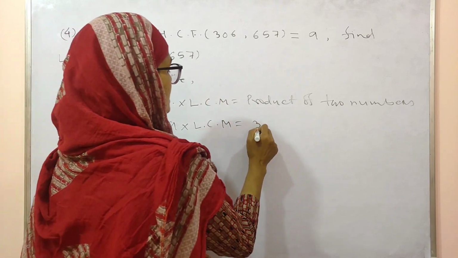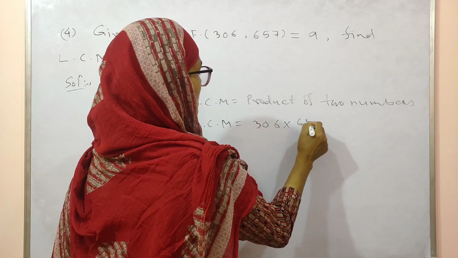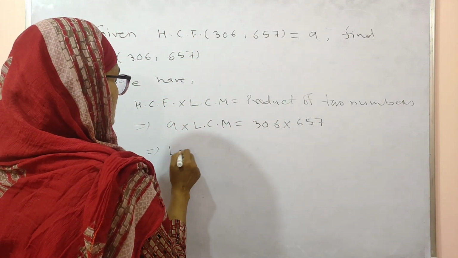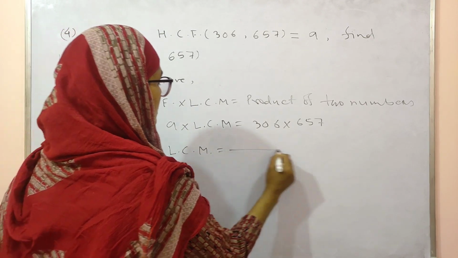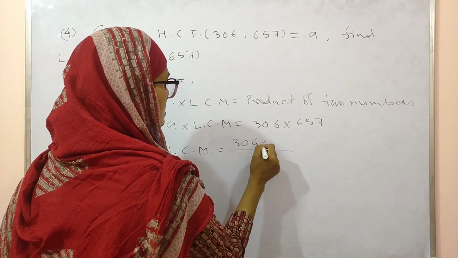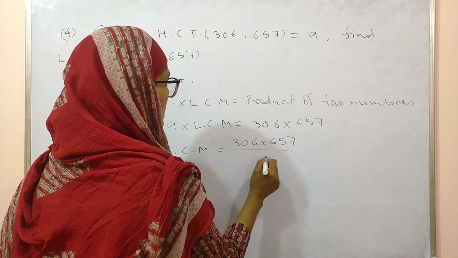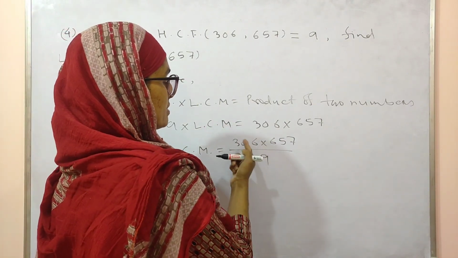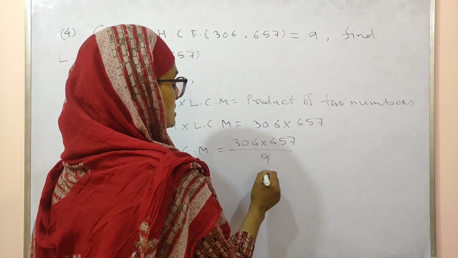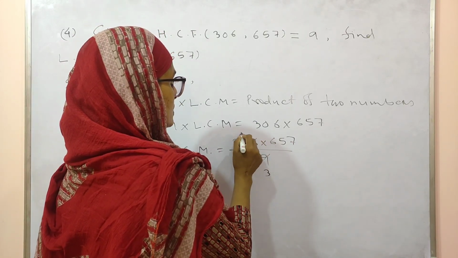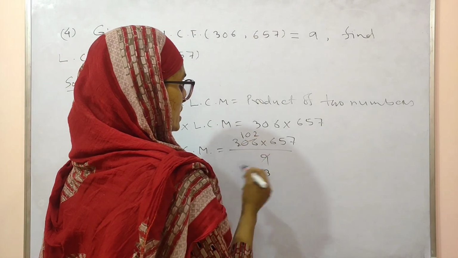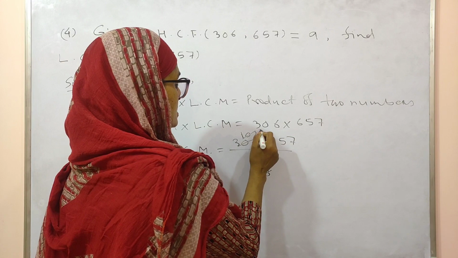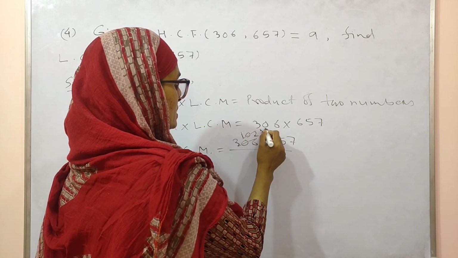Product of two numbers means 306 into 657. Or you can write LCM equal to 306 into 657 by 9. Now divide by 9, or you can divide by 3 also. Here 3 threes are 9, so 306 becomes 102. Again divide by 3: 3 threes are 9, and 657 becomes 219... and 102 by 3 is 34.